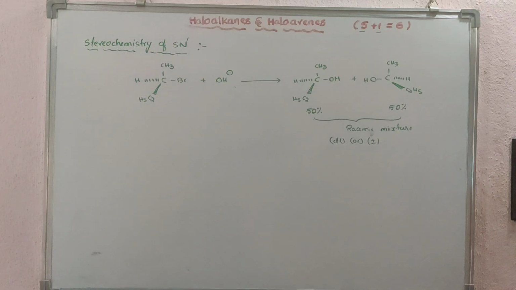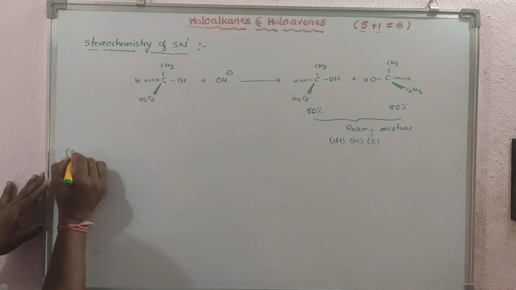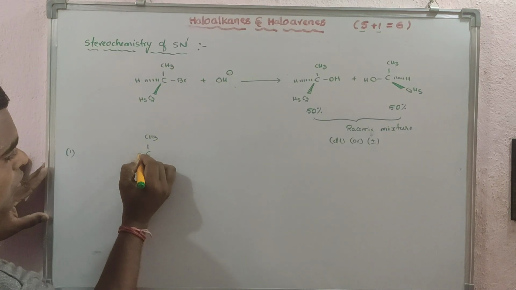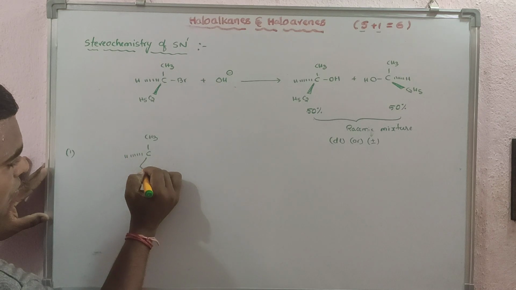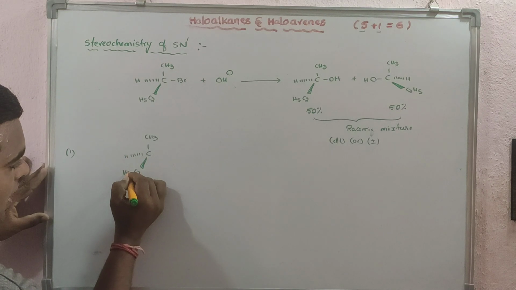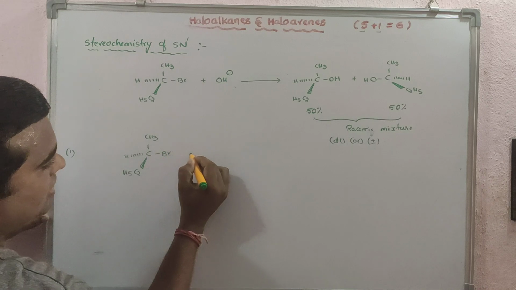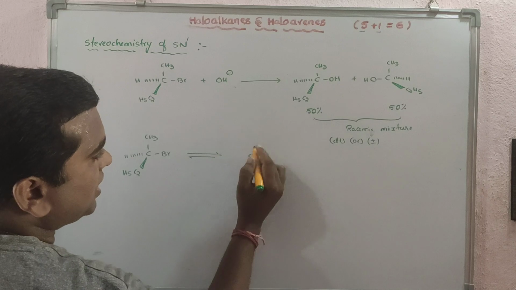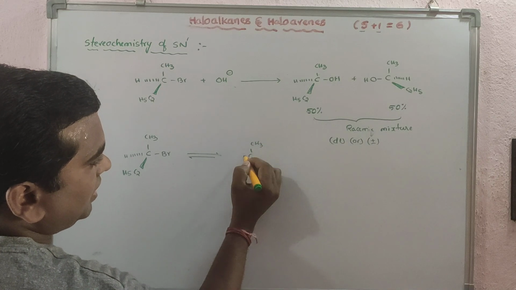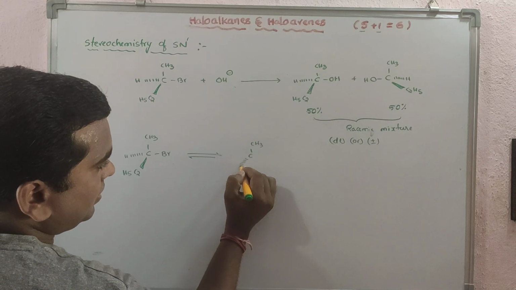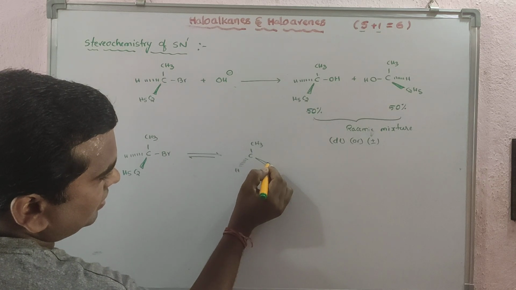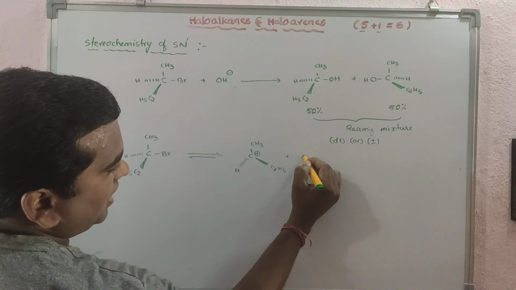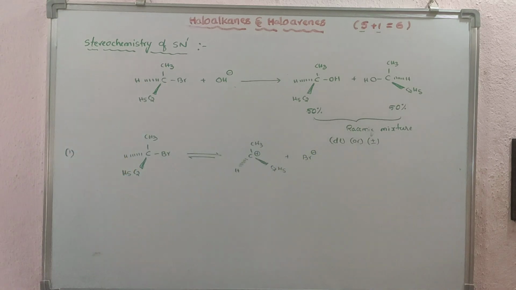So how will it form? If you see the mechanism for this one, it is an SN1 mechanism. First, which one will be formed? Carbocation. How will it be formed? C2H5 and Br. The first step is a reversible step, and here carbocation formation takes place. CH3 and here H, C2H5. Clear? Plus Br minus. It is a carbocation.